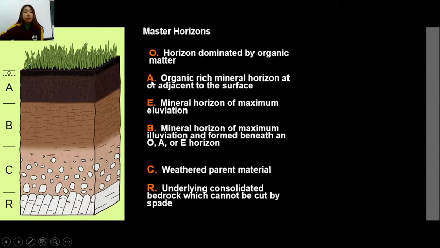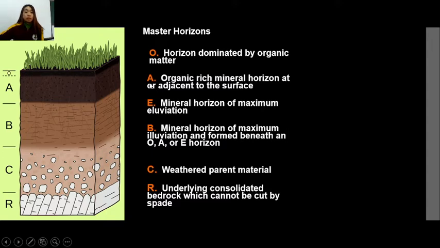We have here the master horizons, and where there are masters, there are subdivisions, the subordinates. These are the master horizons: horizon O, A, E, B, C, and R. The horizon dominated by organic matter is called horizon O. This is usually a thin layer of the soil profile, brought about by the accumulation of organic matter from the decomposition of organic materials. That is why it is thin.